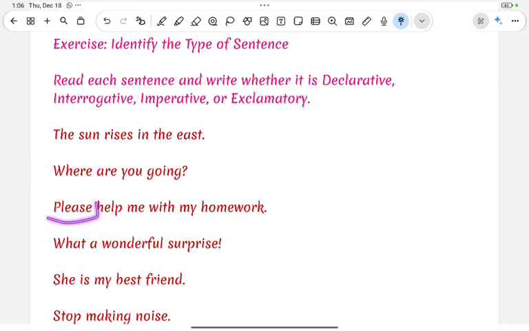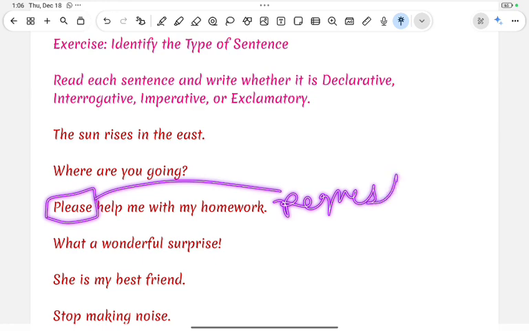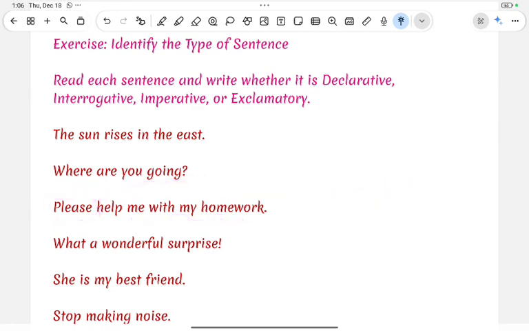Now, please help me with my homework. Here we can see it's a request, so it is not interrogative but imperative. What a wonderful surprise. Again it starts with WH and ends with an exclamation mark. It's exclamatory, but you can say it can be imperative as well. But listen, now I will differentiate between them.